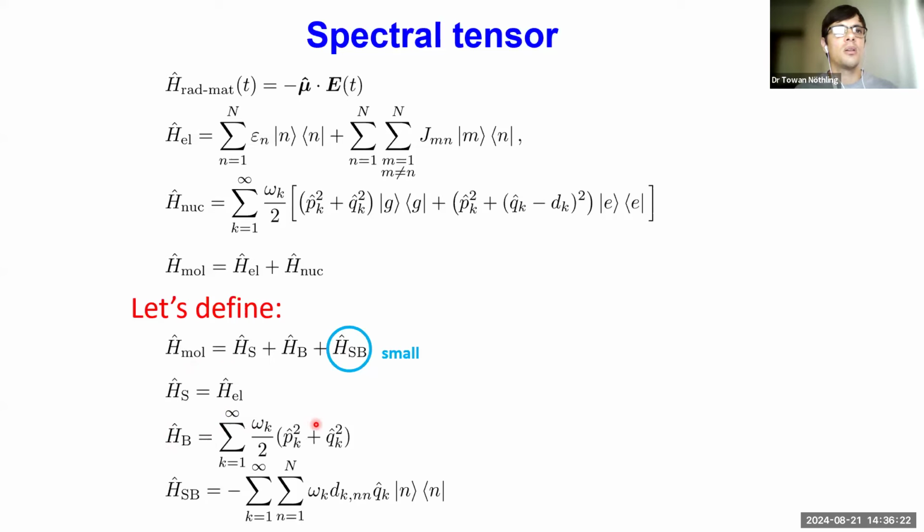The bath part is an infinite set of harmonic oscillators. Notice now there's no shift upon electronic excitation. It's just an infinite set of normal harmonic oscillators. And the system bath interaction part is linear in both the system operators and the bath operators. So this is where that linear coupling between the electronic and the nuclear degrees of freedom comes in. The system bath interaction is how the pigments are perturbed by fluctuations in the protein.